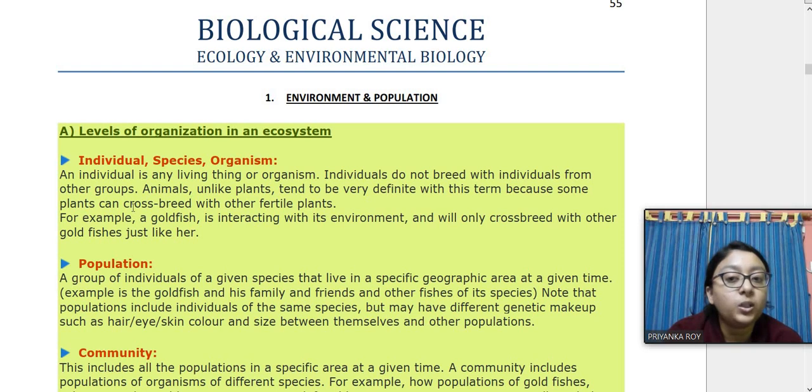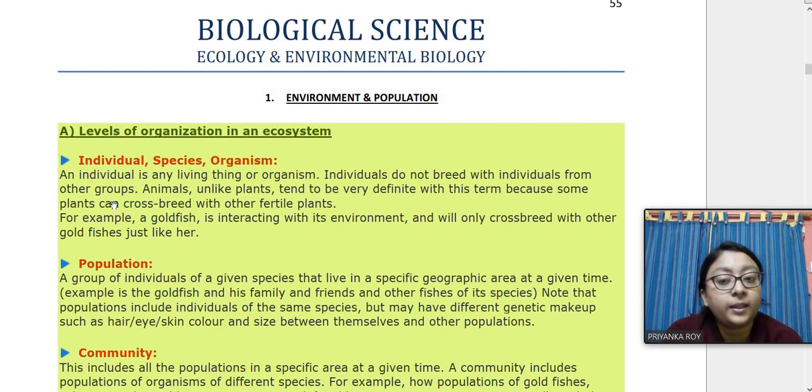But individuals which are living in a particular area at the same time, and they are similar in all aspects, like their diet is similar, they are living in the same place at the same time, they can reproduce among themselves, and when a group of individuals show all these qualities, then we call it a species.